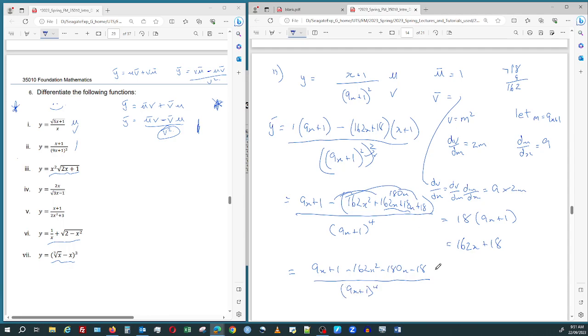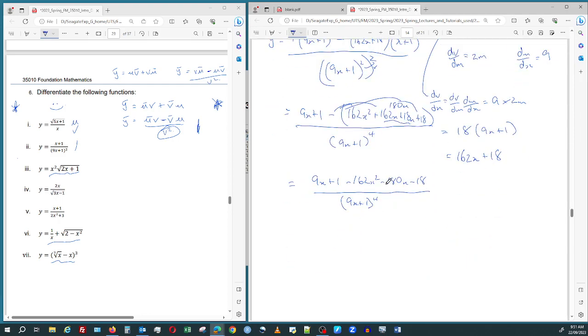And so 162x squared, now minus 180 plus 9, 171, minus 18 plus 1.